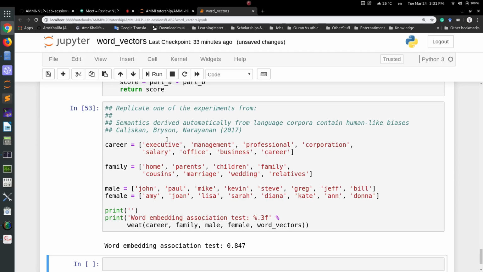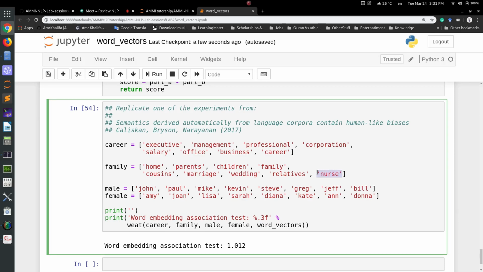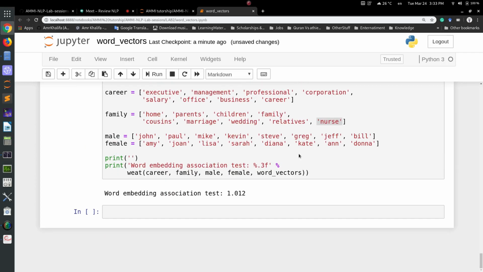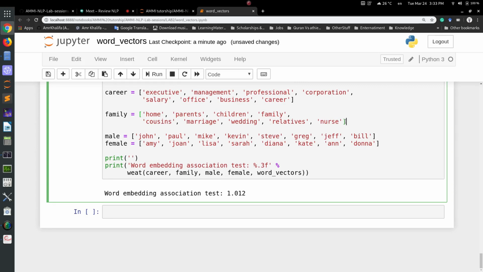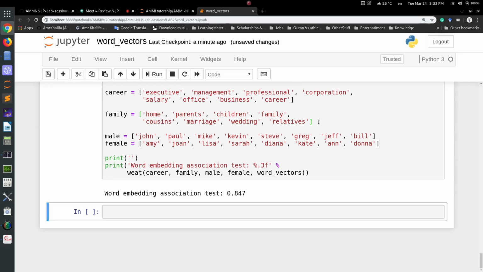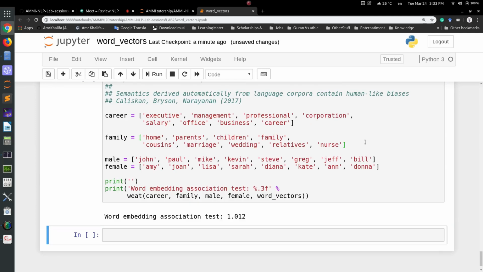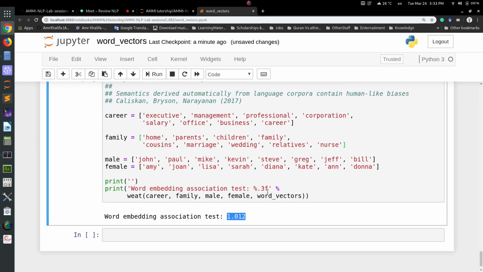Now I did something here, just to show you. I added the word nurse. Before adding the word nurse, the association test gives the value 0.847. But after I add the word nurse, if you look here, the value increased. So it means that now the difference is more, because nurse is more associated with female than with male. So the difference between the two groups is bigger.